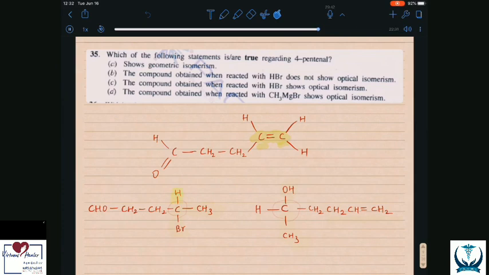Reacting with HBr, hydrogen is added to the carbon atom which already has more hydrogen, and bromine is added to the other carbon atom. This produces a chiral carbon with four different groups. Therefore, there is optical isomerism.